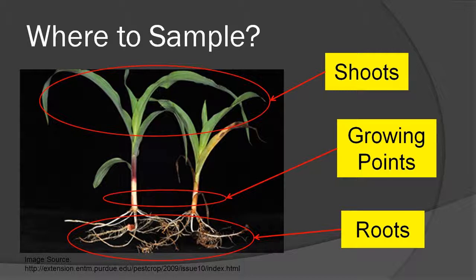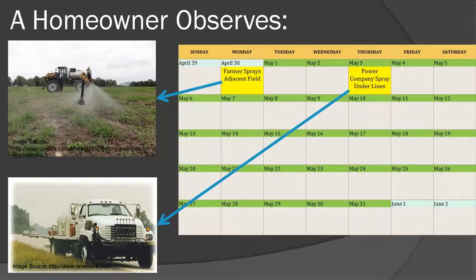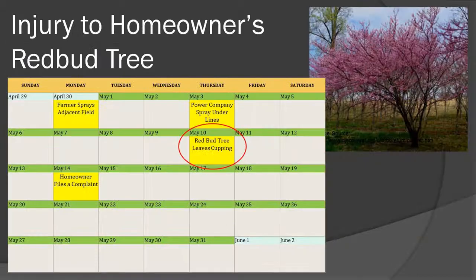Now let's jump right into a fictional scenario where this guide could help out. Let's say a rural homeowner observes early in the week a farmer adjacent to their home is spraying a field. Then later in the week, a power company is out spraying underneath power lines. Then the next week, the homeowner sees there's damage to the redbud tree. Instead of having nice, newly emerged leaves, they're starting to curl up. The homeowner hopes that this will pass, but the next week decides to go ahead and file a complaint.